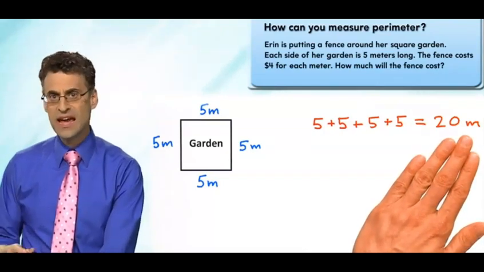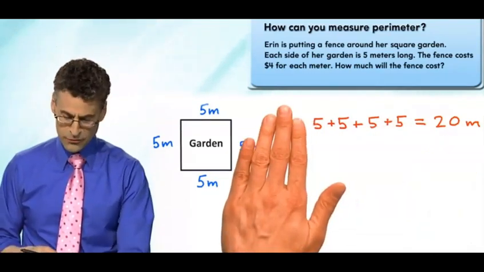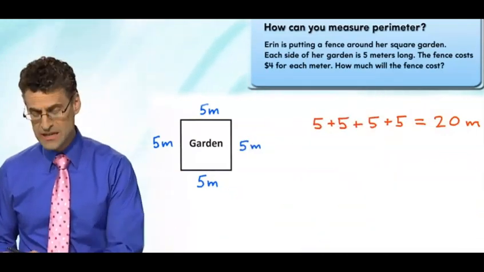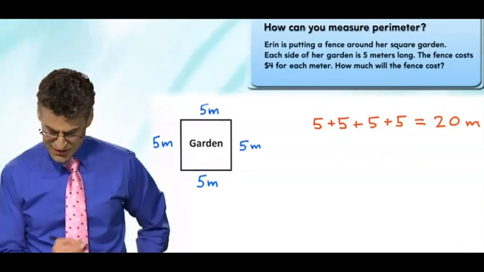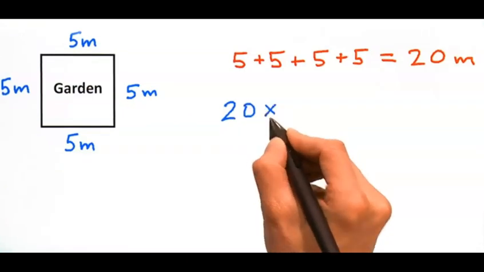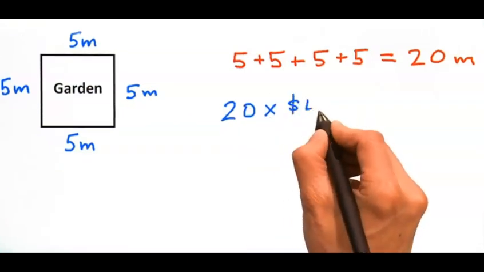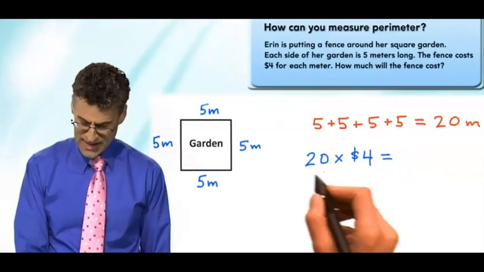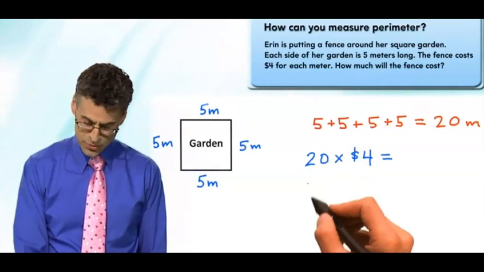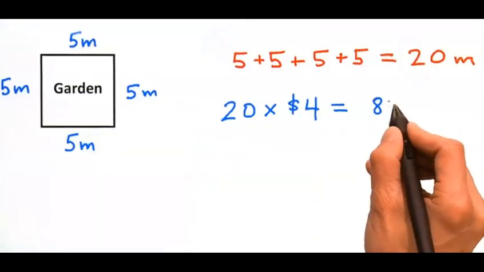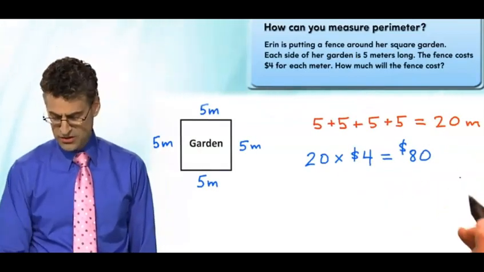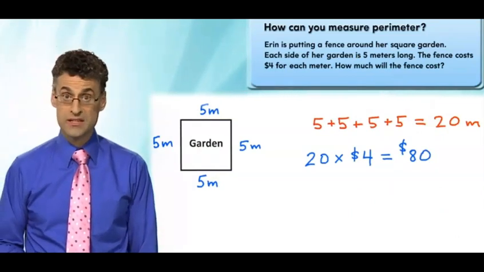Because the question is, how much will the fence cost? We know we need 20 meters of fencing, and we're told that the fence costs $4 for each meter. So I've got $4 for each meter, and I have 20 meters, so that becomes a multiplication riddle. Isn't it interesting how all these ideas come together? I have to take 20 times the $4 it costs per meter. And what is 20 times 4? Well, 2 times 4 is 8, and here I actually have 20, so that's going to make it 80. I have 8 tens. And so that's $80.